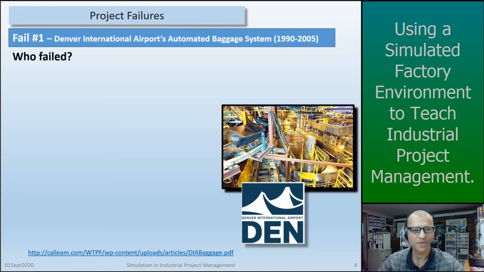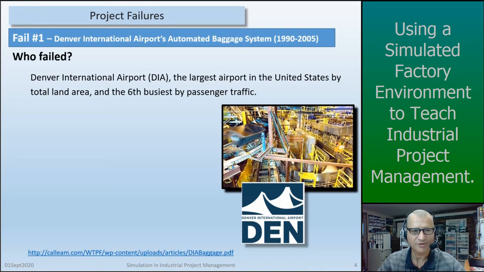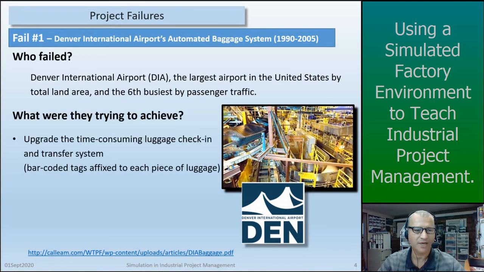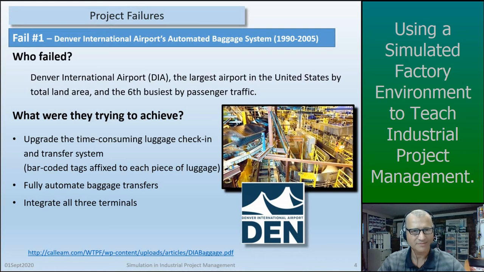So the first one, Denver International Airport's automated baggage system. So who failed? Well, the Denver International Airport failed. At the time, the largest airport in the United States by total land area and the 6th biggest in passenger traffic. What were they trying to achieve at the time? Well, they wanted to upgrade their time-consuming luggage check-in and baggage transfer system, basically fixing barcodes to all the luggage, and this would result in fully automated baggage transfers, and also integrate all the 3 terminals they had. In the end, I suppose the ultimate result was trying to reduce that aircraft turnaround time significantly.